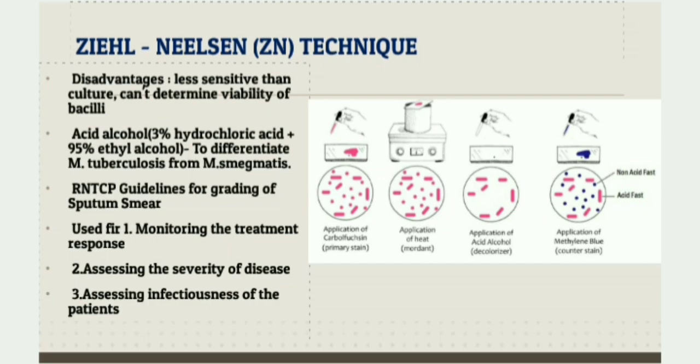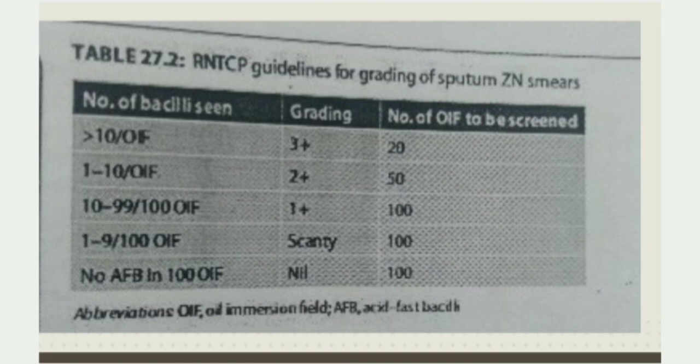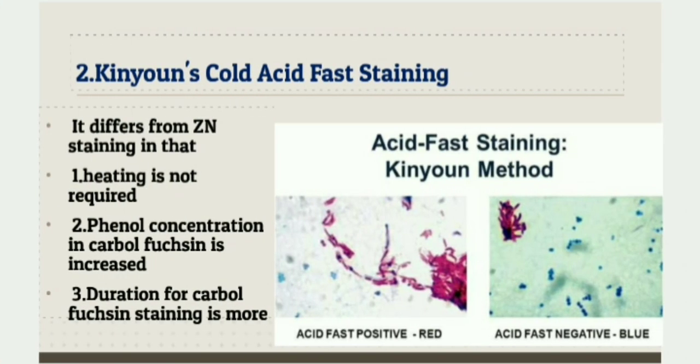Here you can see the RNTCP guidelines for grading the sputum of ZN smears. The second method is Kinyoun's cold acid fast staining. From the name of this method of staining itself, it's clear that heating is not required. It's called cold acid fast staining. In this method, the phenol concentration in carbolfuchsin is increased. The duration of carbolfuchsin staining is also more in Kinyoun's cold acid fast staining.